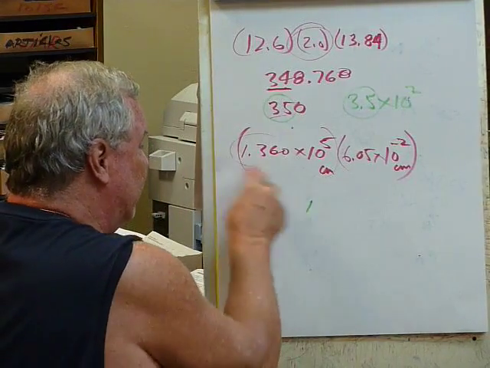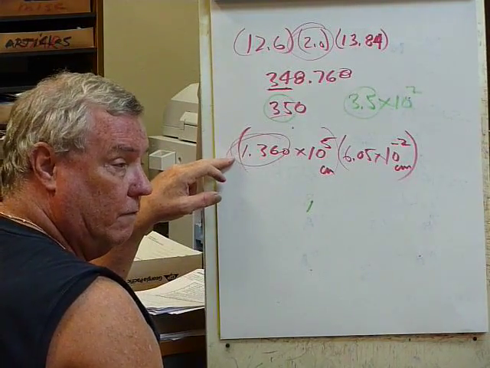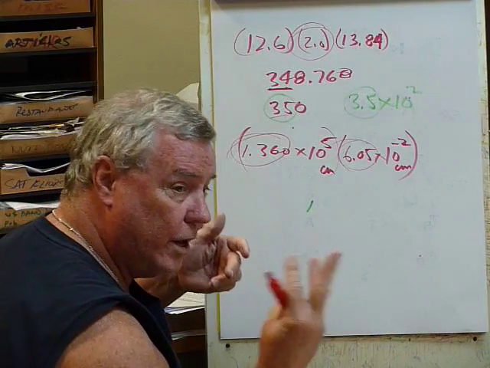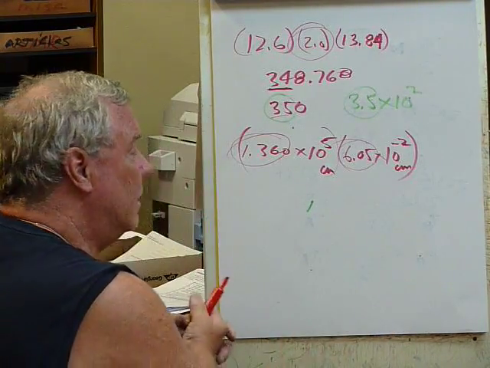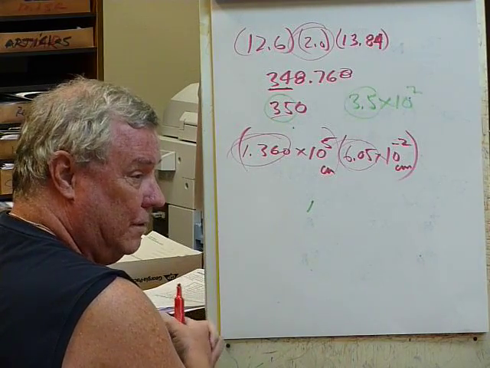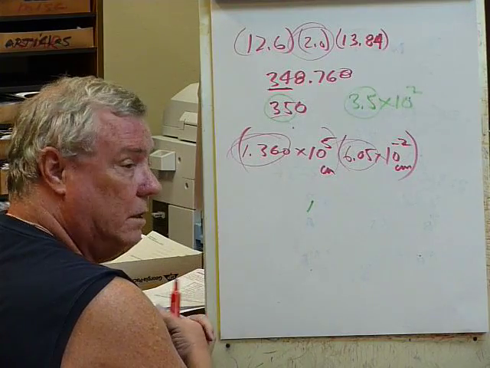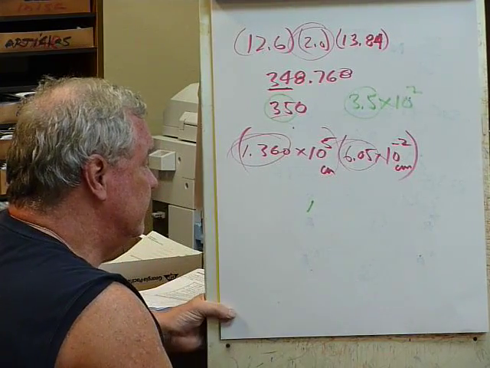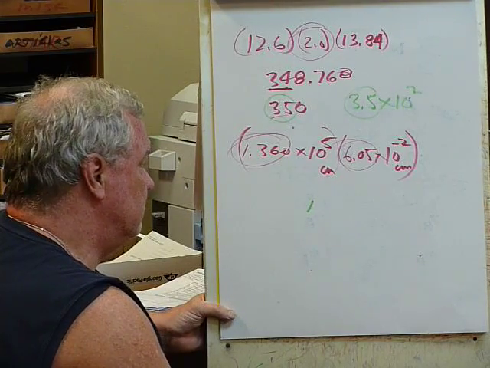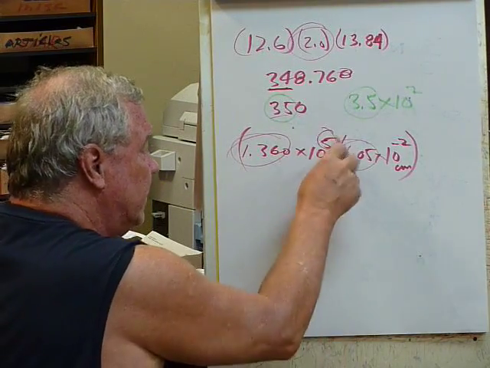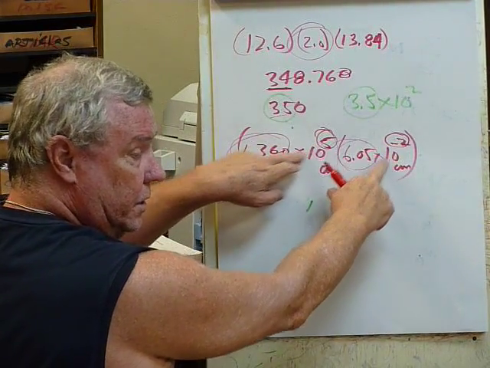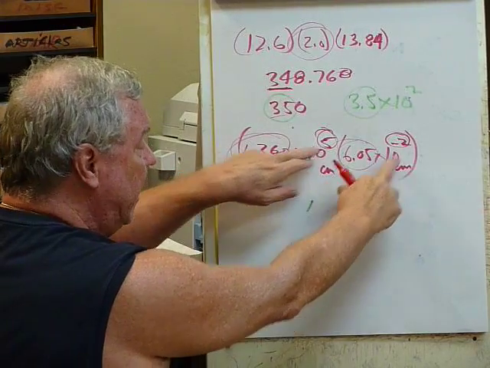But even before, how many sig figs over here? 4. And over here? 3. So our answer should have 3, because you use the least. Not the last, the least. Somebody calc this yet? Just multiply those two and then add the exponents. You guys see how to do this? Just multiply and then add.